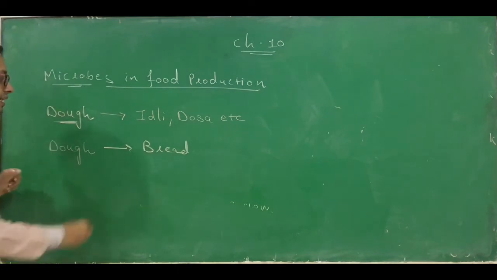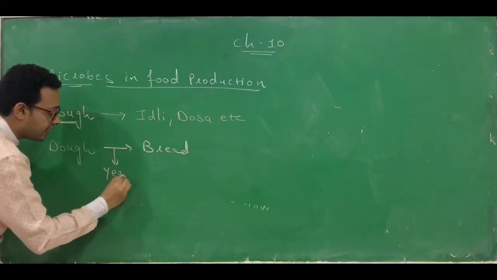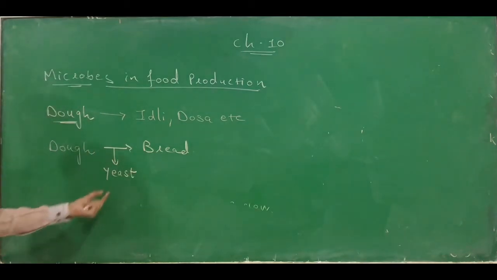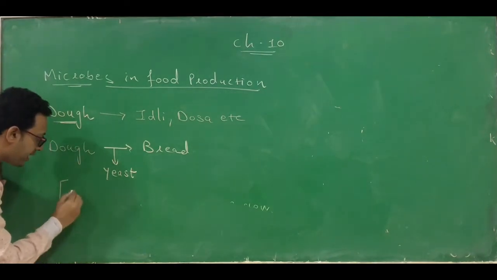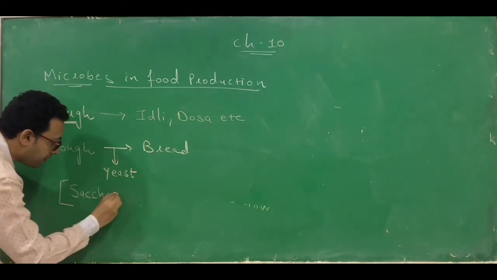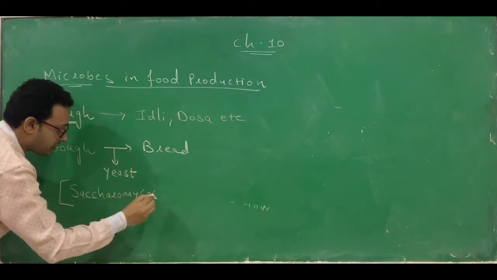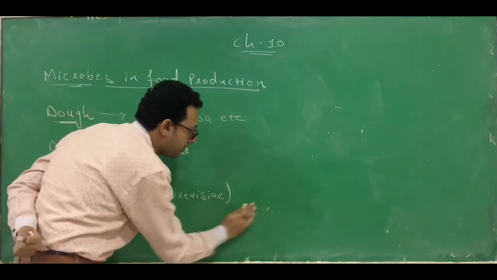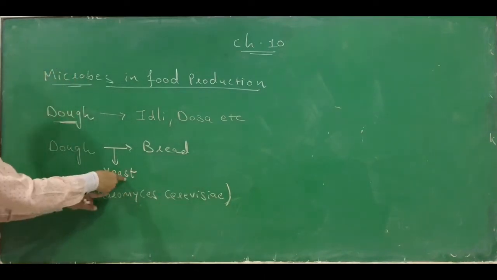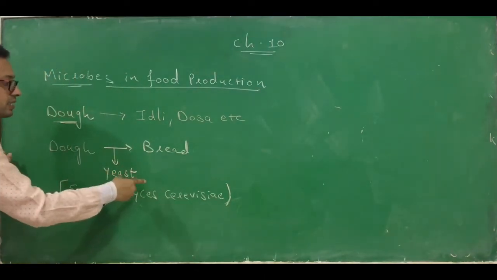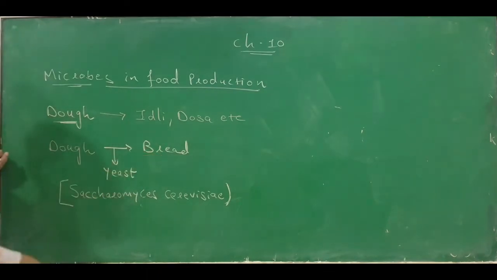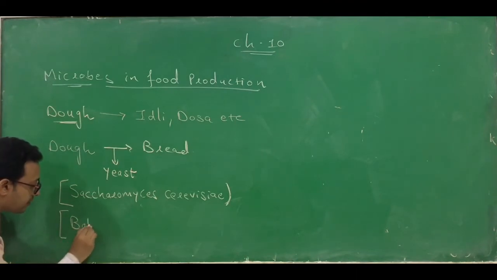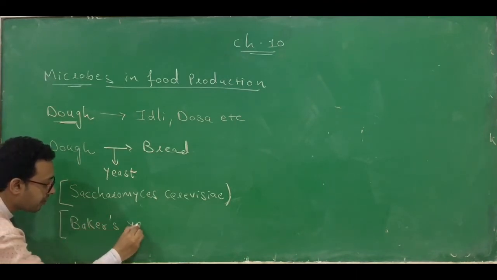But to prepare bread, it needs the utilization of yeast. We add yeast to prepare bread. So you have to remember the name of the yeast which we are adding. The yeast is Saccharomyces cerevisiae. This is the name of the yeast we add. This yeast Saccharomyces cerevisiae is used to prepare bread. As it is used to prepare bread, it is called baker's yeast.